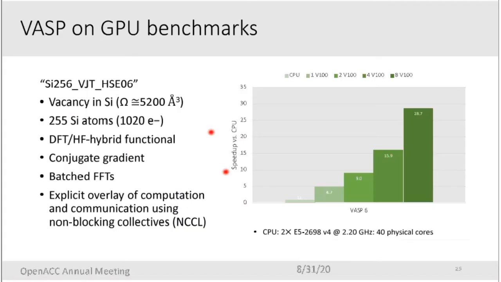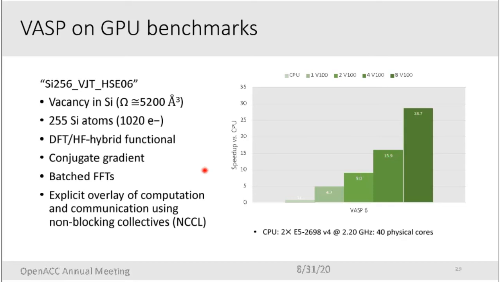So basically, the on-node behavior, if you so want, is shown here, and this is for a particular hybrid functional calculation, something like 250 atoms and 1,000 electrons. It's quite heavy for hybrid functional calculations. And we see that we have very good speedups from 1 till 8 V100s. We see speedups going from 5 to roughly 30. So this is pretty good. But that is on node.